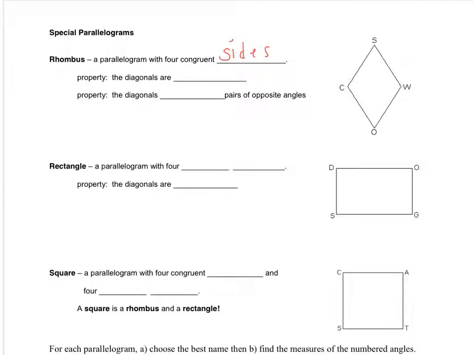So we know that all the sides are congruent, and most of you guys really seemed to get that. You understood that already going into last class, so that's a good head start. One of the properties of a rhombus specifically is that the diagonals are perpendicular.